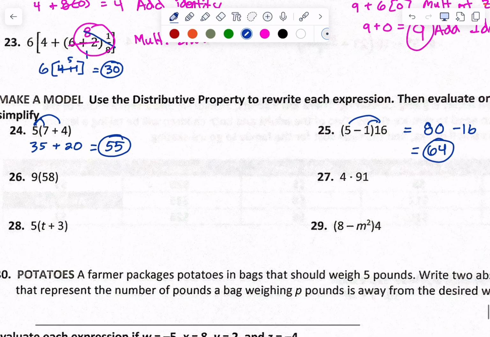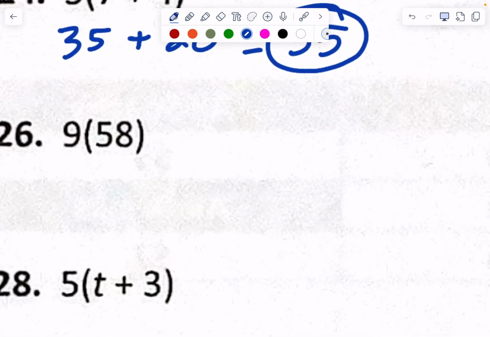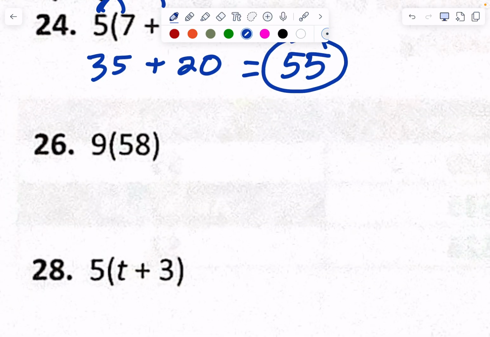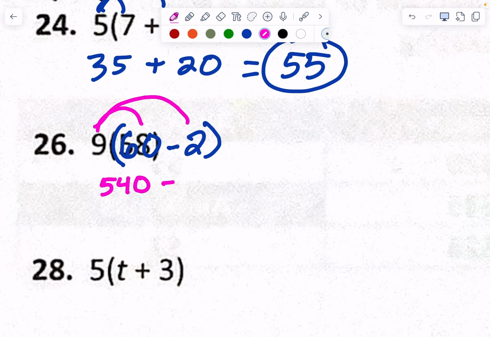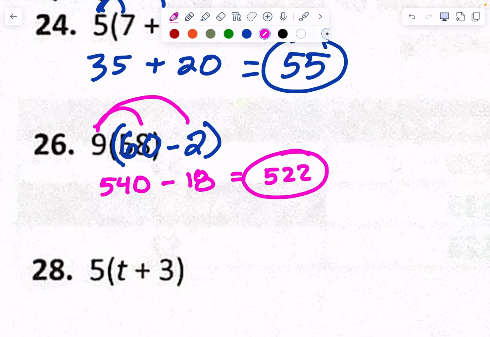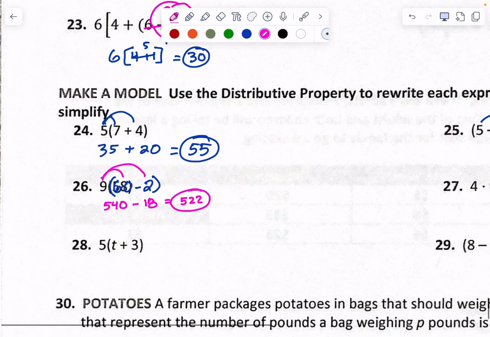All right, now 26 and 27 are a little bit harder. They want you to write it as the distributive property. What's 58 close to? 60. So instead of writing 58, I'm going to write this as 60 minus 2, right? Because I can do those in my head. What's 9 times 60? 540. What's 9 times negative 2? Minus 18. 540 minus 18 is 522. There you go. Oh, it's easier than it seems.